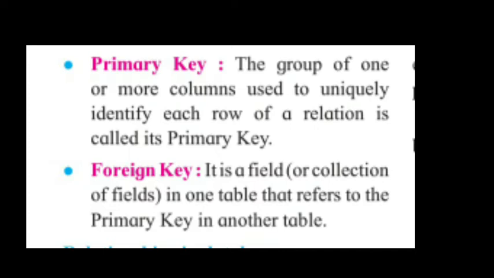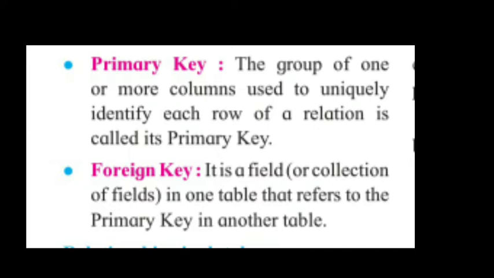Now guys, the next key is called a foreign key. A foreign key is a field or collection of fields in one table that refers to the primary key in another table. So what does it mean? If we have two different tables and we assign a primary key, which means unique identification information assigned to that particular column, and if we use that primary key in relation with another table, then it is termed a foreign key.